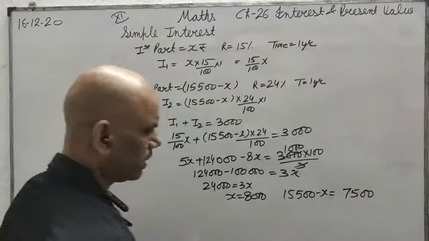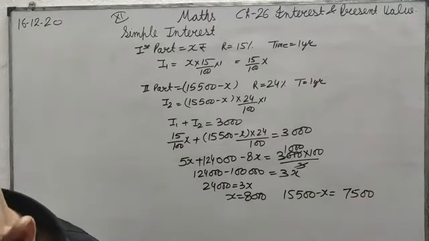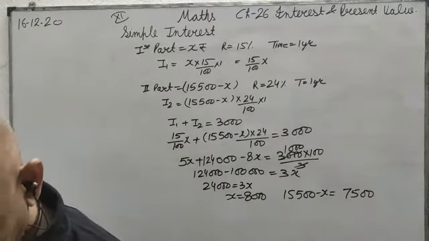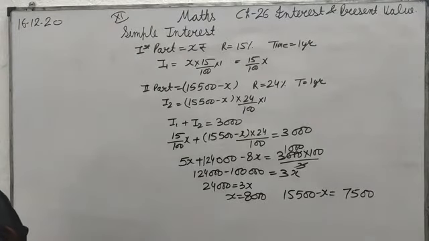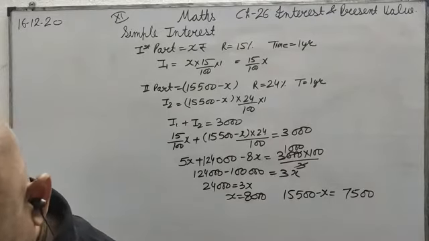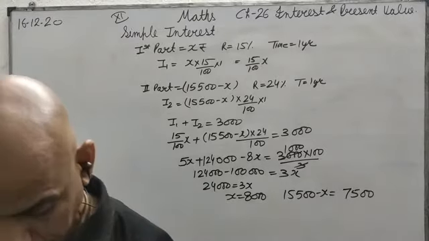So the two parts are 8,000 and 7,500. Okay, so sometimes he asks the interest, and in interest related problems, thereafter he may ask you the sum, or he may ask you the rate, he may ask you the time.